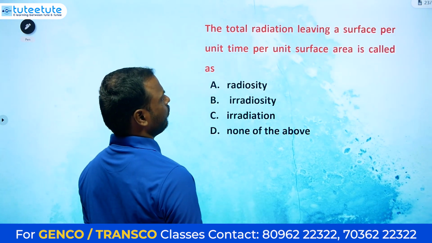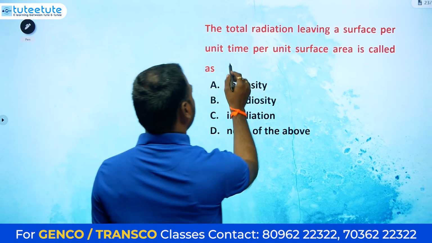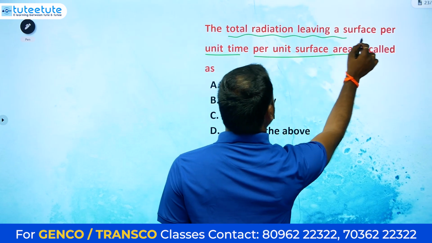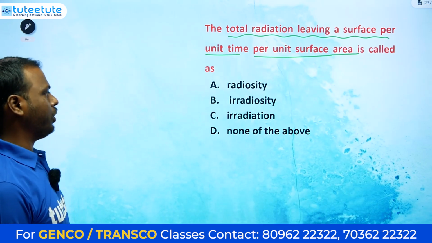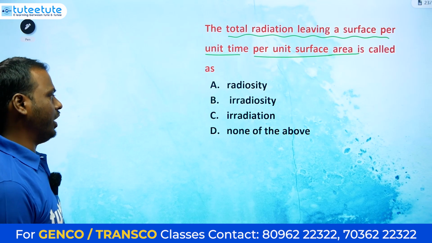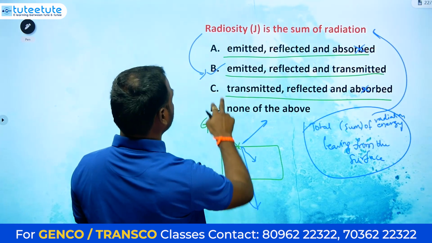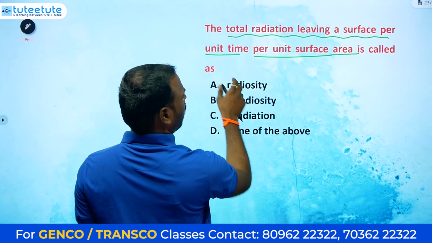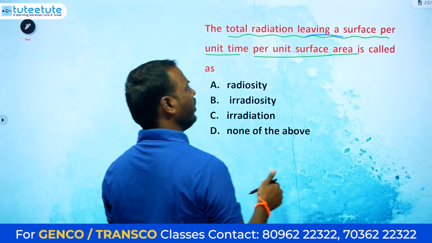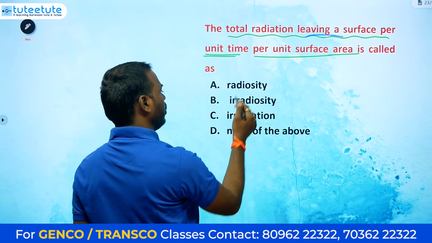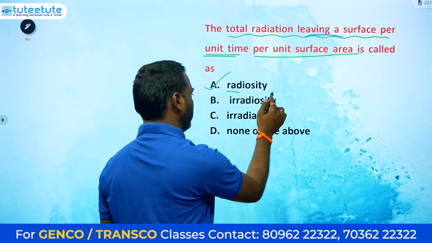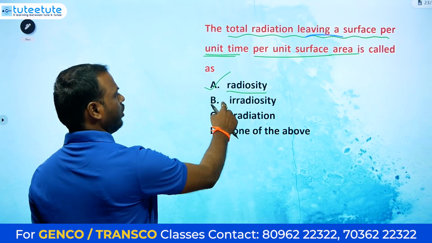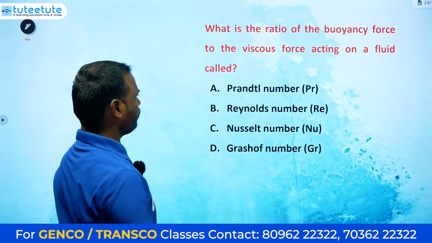The total radiation leaving a surface per unit time per unit surface area is nothing but radiosity. It is the total energy leaving. Observe, leaving a surface per unit time. So leaving is nothing but radiosity. Incident is nothing but irradiation. Radiosity is nothing but leaving.